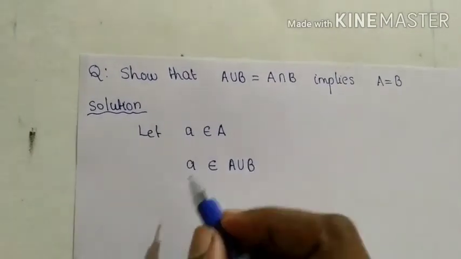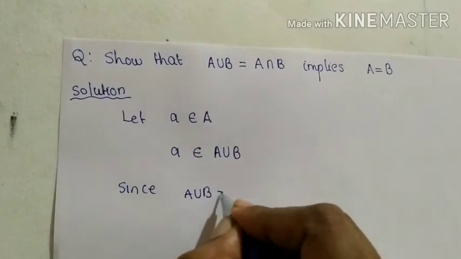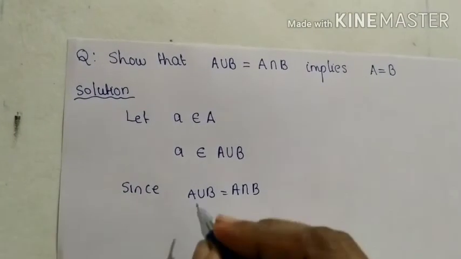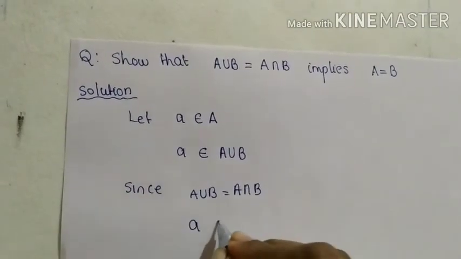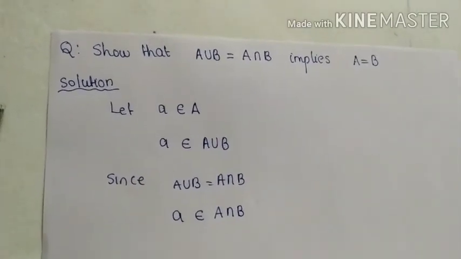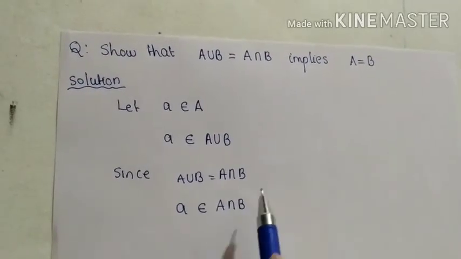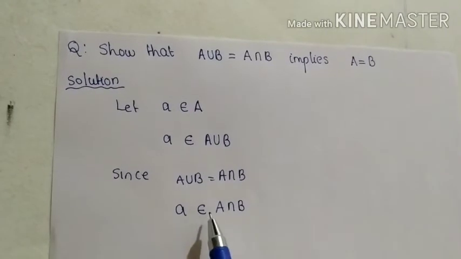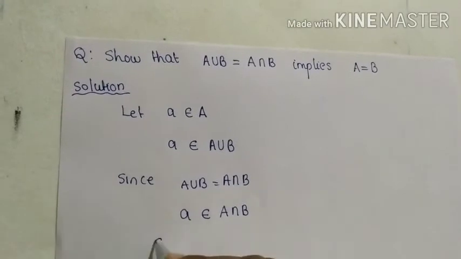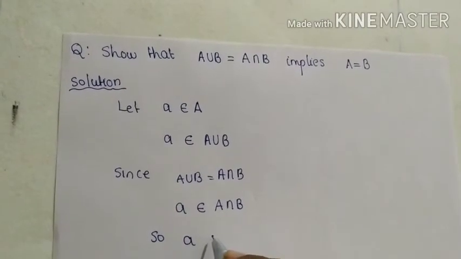Since given that A union B equal to A intersection B, we can write a is an element of A intersection B too. We know that A intersection B means the elements which are common to both A and B. So a is also an element of A intersection B.